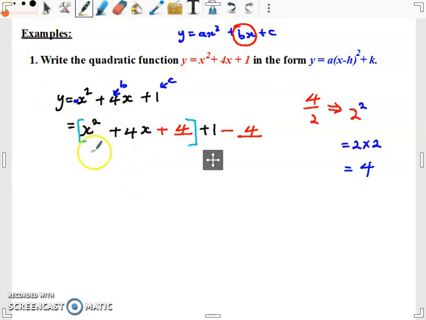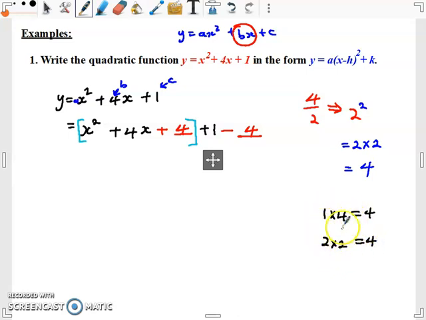Alright, so the coefficient of the x squared is 1 in this case. So we're going to take the 1 times 4, put it over here, 1 times 4 equals 4. And 2 times 2 also equals 4. Let's use these two pairs for now.